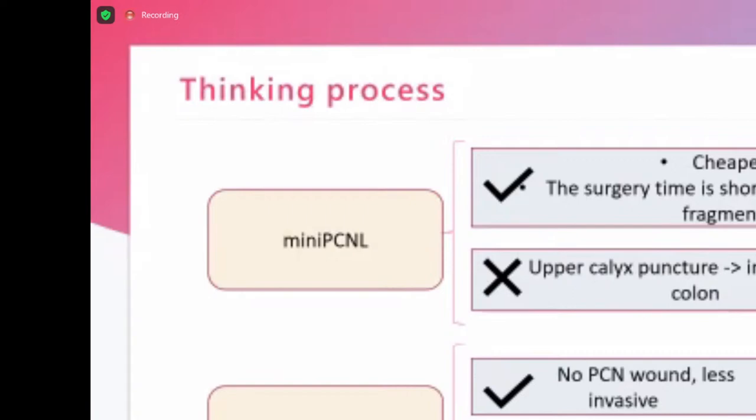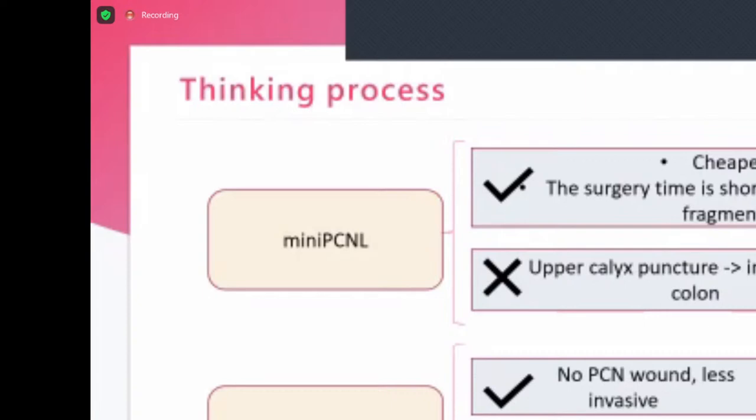And for RIRS, because the surgery is less invasive and there is no PCN wound, patients may think it's easier. But because the stones may be within the parenchyma, from the image we are not sure if we can identify the stones from the ureteroscope. So after discussion with the patient, we decided to perform RIRS first, and if I can't identify the stones from the ureteroscope, I will shift our procedure to mini PCNL.